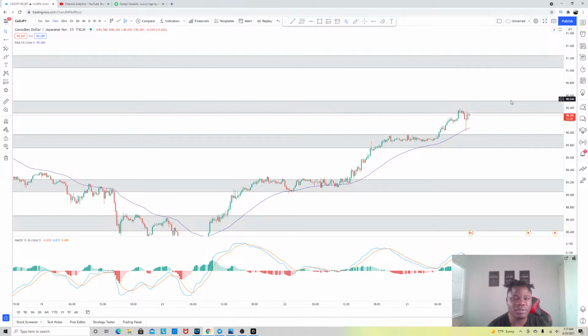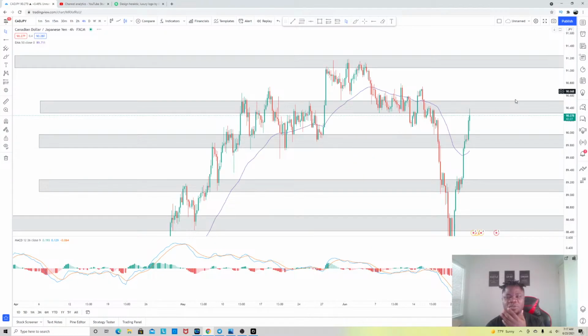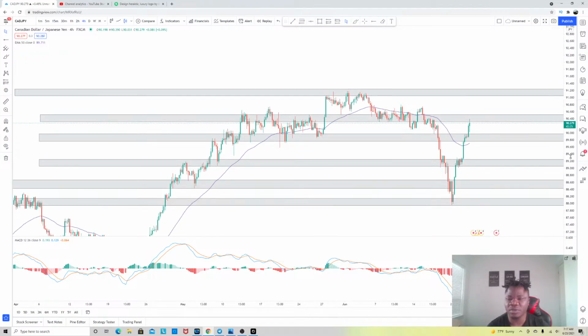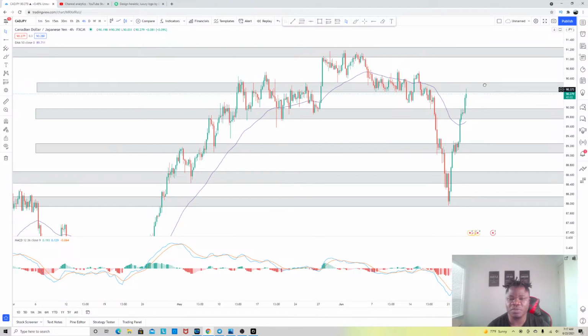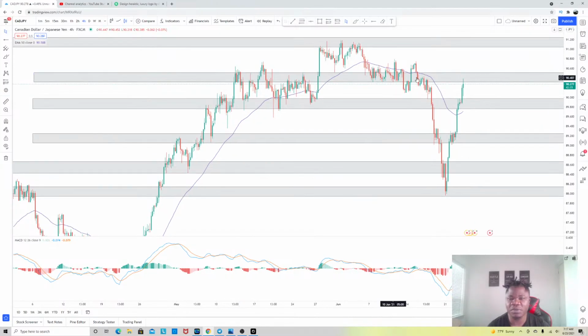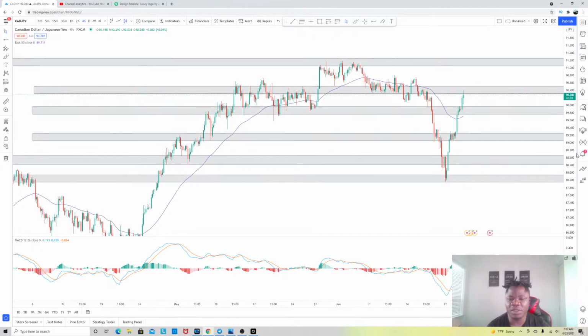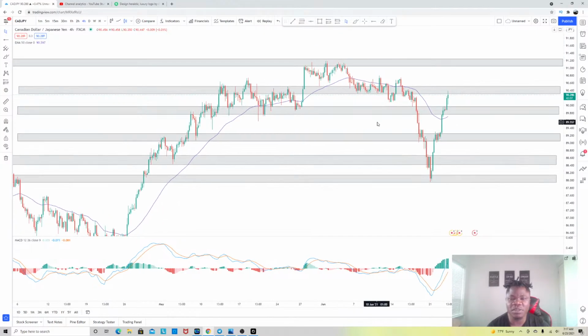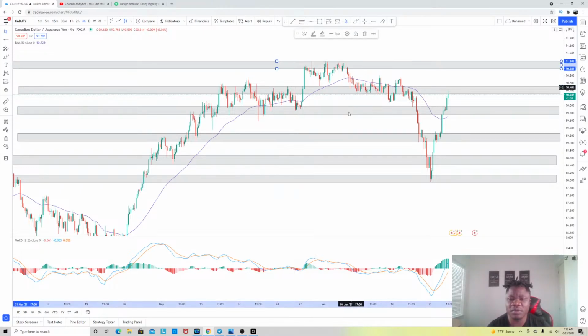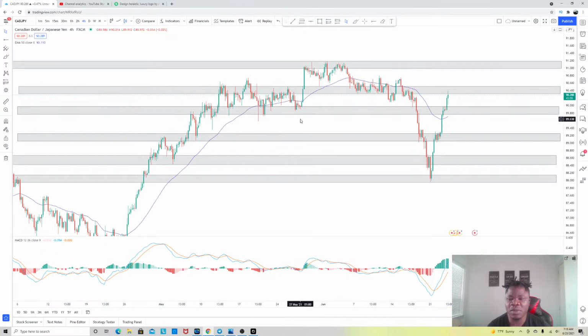Right now, price is just trying to break this previous resistance zone, turned support zone. We'll see how that plays out. But so far, JPY was a good trade for London session. Let's see if we can get in this again during New York session. We'll see how it plays out.